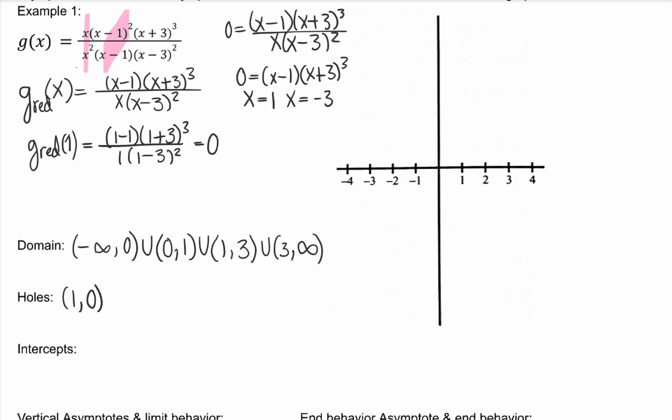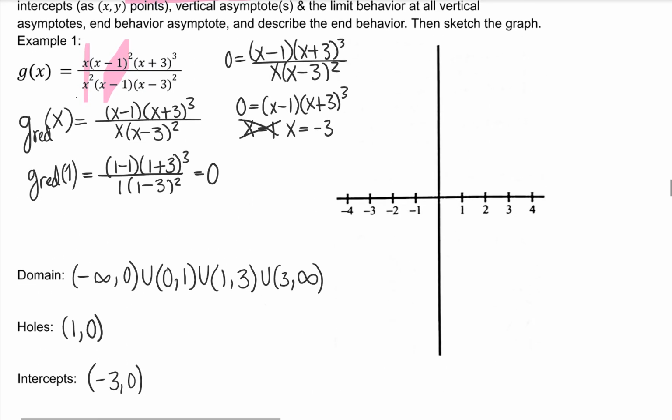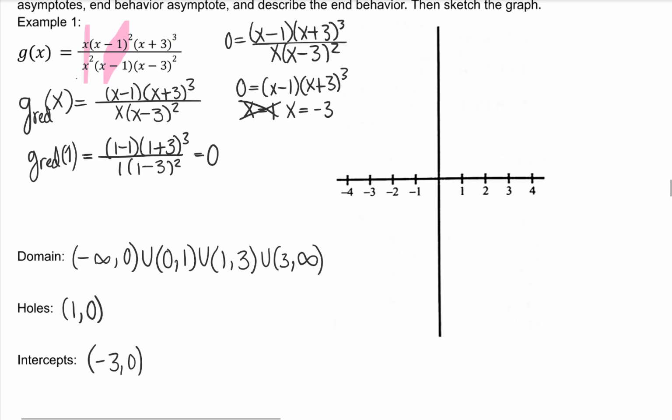But I have a problem. x equals 1 is already a hole. Can it be a hole and an intercept? No. If it's a hole, then it's undefined. Therefore, it cannot be an intercept because an intercept is defined. So x equals 1 is not going to be one of our x-intercepts. -3 is our only x-intercept. To get our y-intercept, we plug in 0 for x. Oh, wait. x equals 0 is a vertical asymptote, so we do not have any y-intercept.